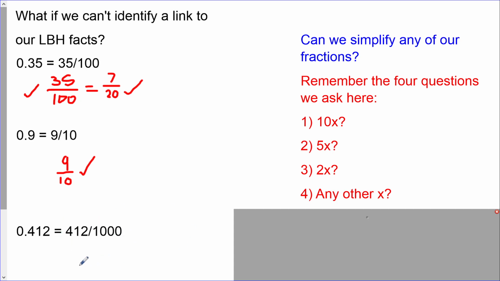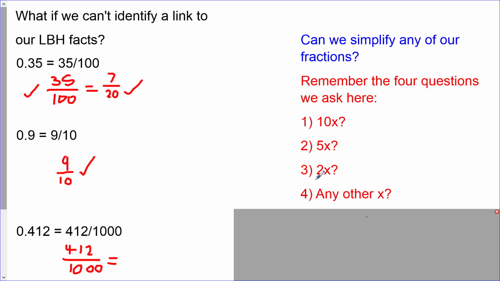And if we look at the third fraction that we had, 412 thousandths, again we look through our 4 questions to help us out. Do they both go into the 10 times table? No, they don't. We know that because both numbers do not end with a 0. Do they both go into the 5 times table? No, they don't. We know that because if both numbers were in the 5 times table, they would end with either a 0 or a 5.